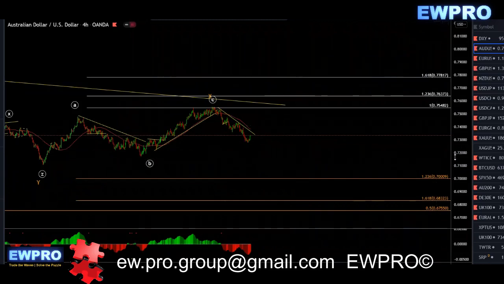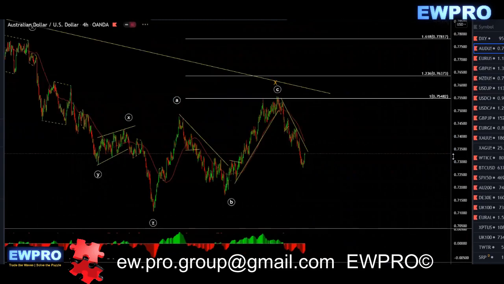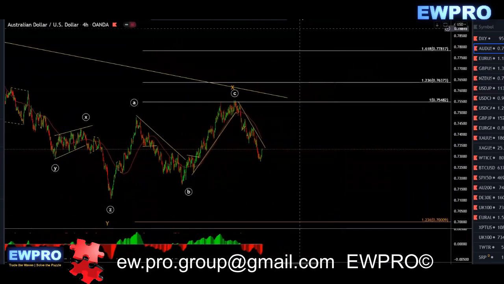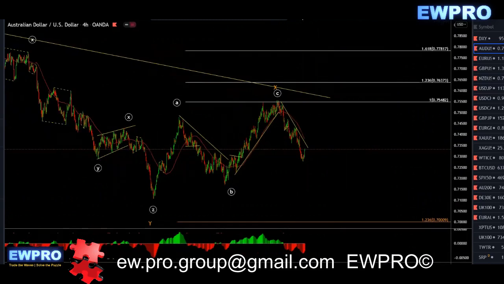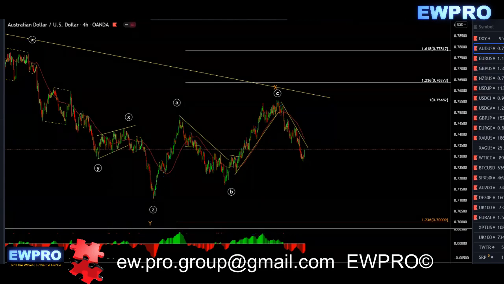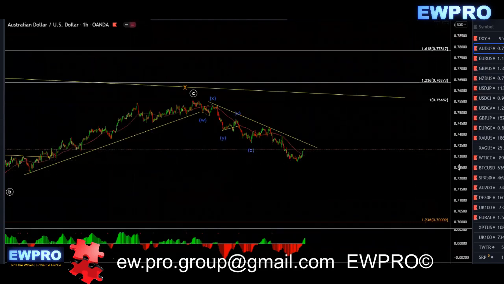On the H4, we did get that A, B, C up to the 100 fib. It bounced clean off that 100 fib, and we did have bearish divergence. So we were looking for our sell setup a couple of weeks ago. Any sell setup you get on the H1, you'd still be in it. I'm still in this trade.